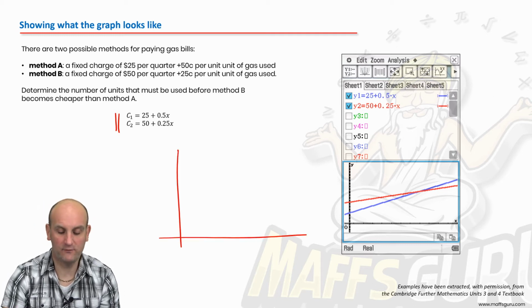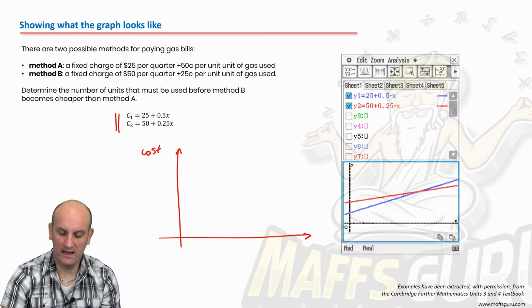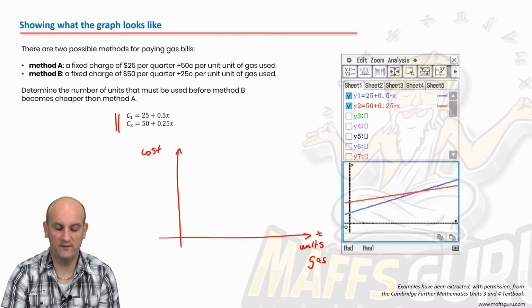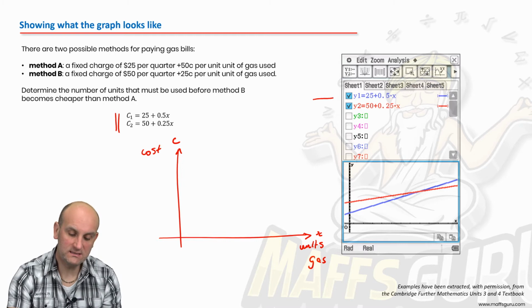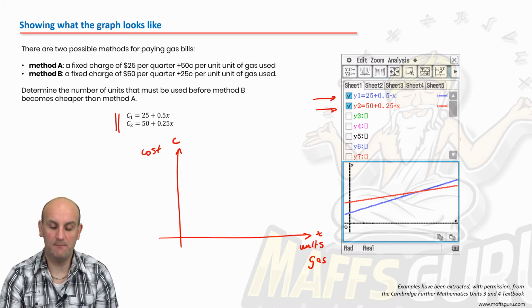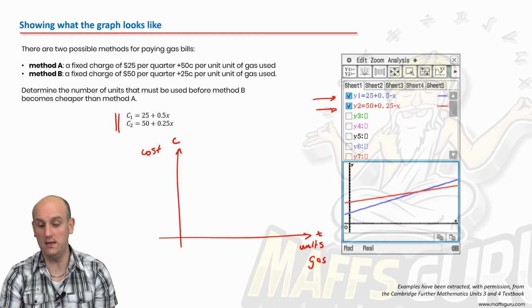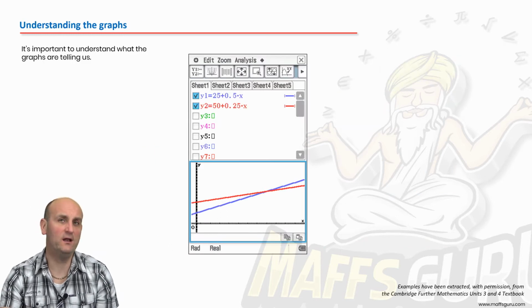So we are going to have cost up the side of my axis here, and we're going to have the units of gas along the bottom, which we're going to call the value of x, and let's call this the value of c. Now, putting these into the graph section of my calculator and plotting them, what do you notice? Well, I've got a red line and a blue line. Yay! But what does that actually mean? Well, analyzing these graphs is really, really important.